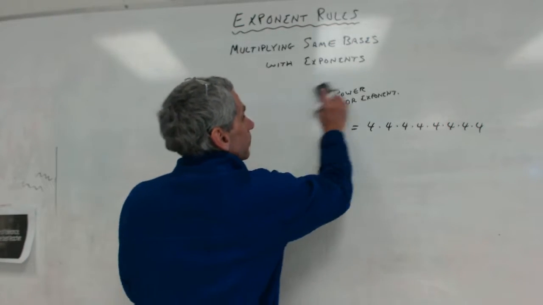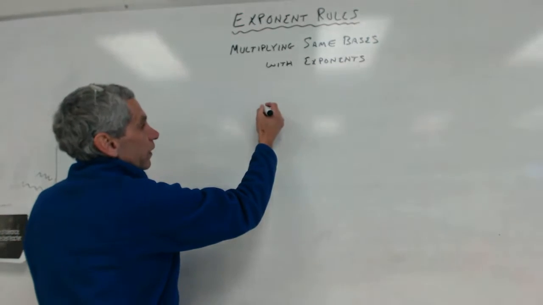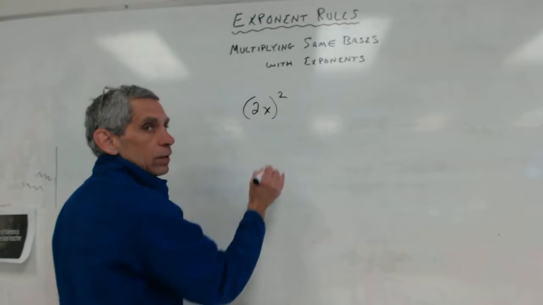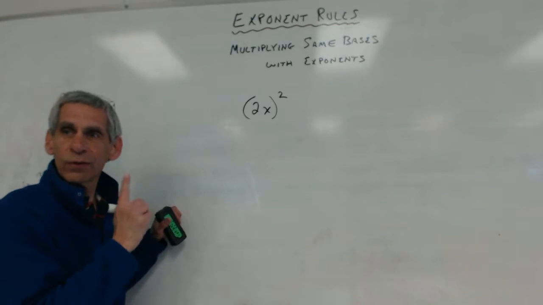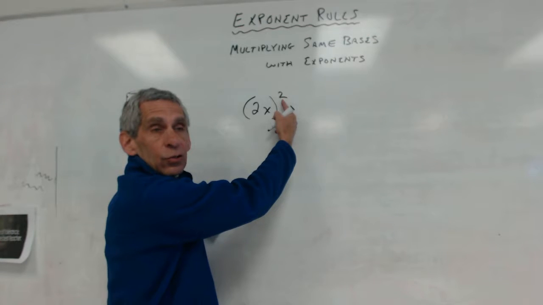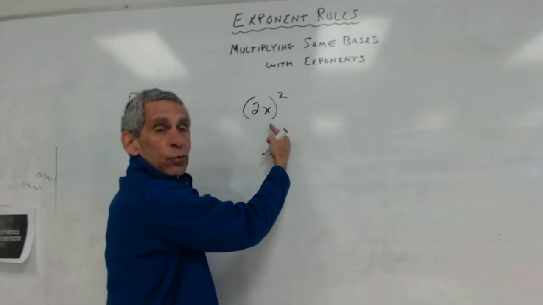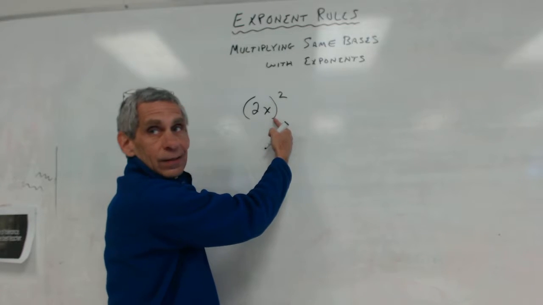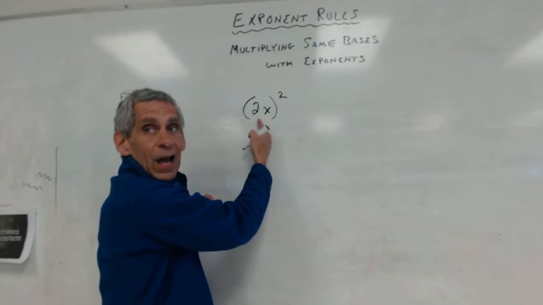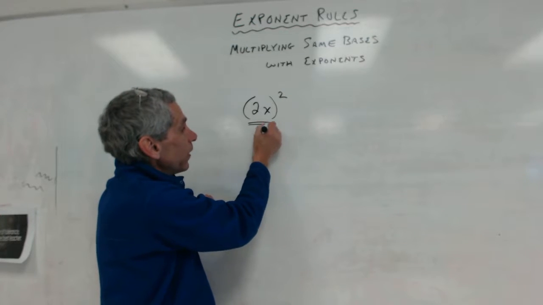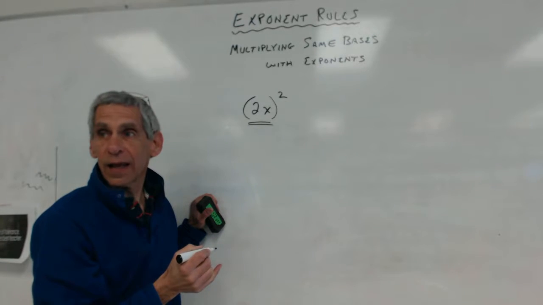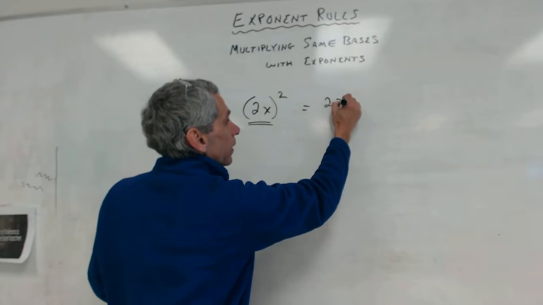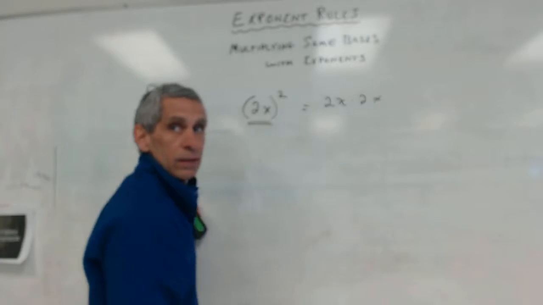For example, what if I said (2x) squared? What does that really mean? The squared is next to parentheses, right? When the squared is next to parentheses, it squares the entire thing. My whole base is 2x, it's not just x. So this would be 2x times 2x.